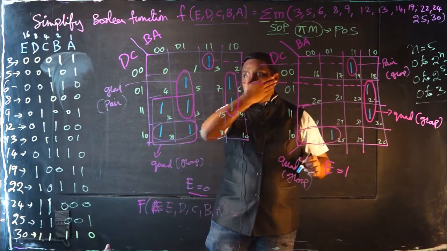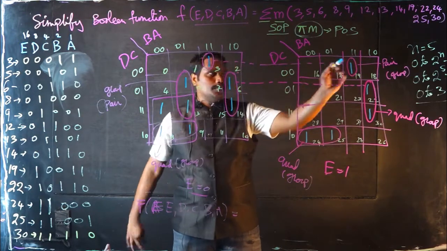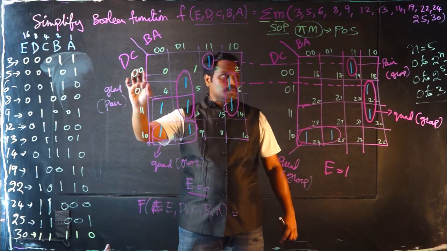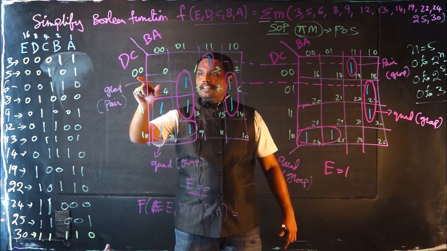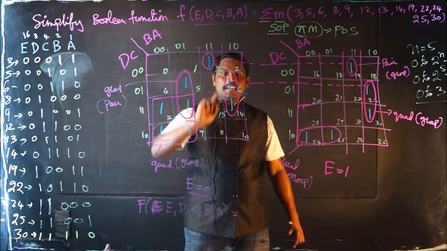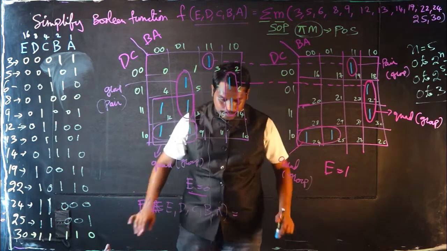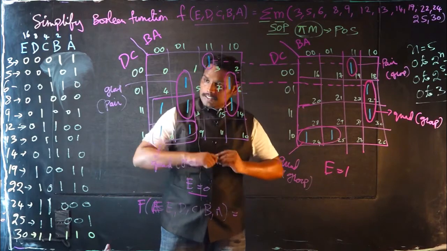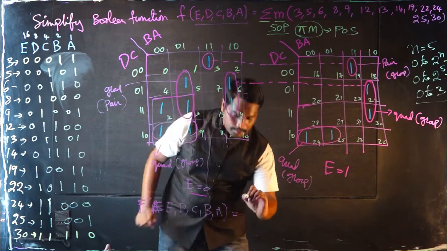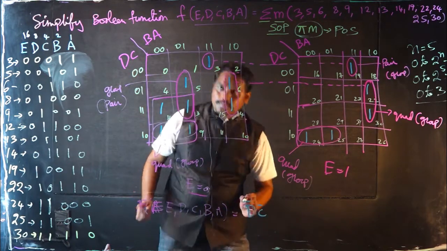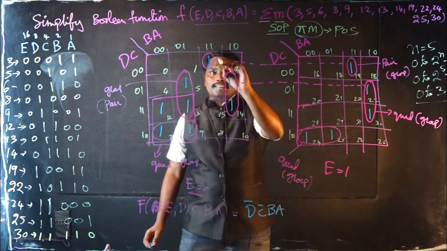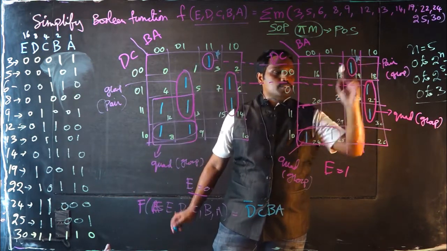Here you can see this particular one has in common D bar, C bar and B A, right? In the same position I am going to write this: D bar, C bar and then B, A. So we have completed this. I am marking it with a star. So this group is completed.